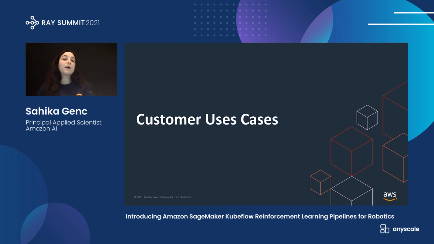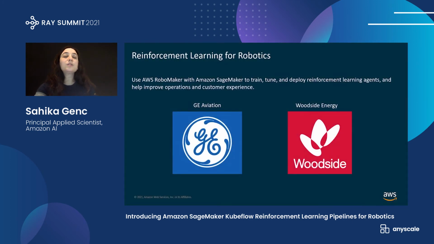Let's take a step back and look at some of the customer use cases. As I mentioned before, I'm going to focus today on two customer use cases. One of them is the use case by GE Aviation. In this use case, there's a robotic manipulator, which is a Fanuc arm, and it has been trained with reinforcement learning agents in order to enable manufacturing. And we're going to watch a short video of how the reinforcement learning agent is trained.